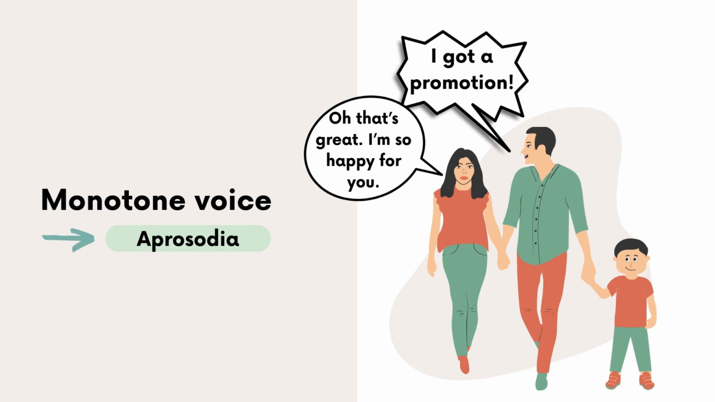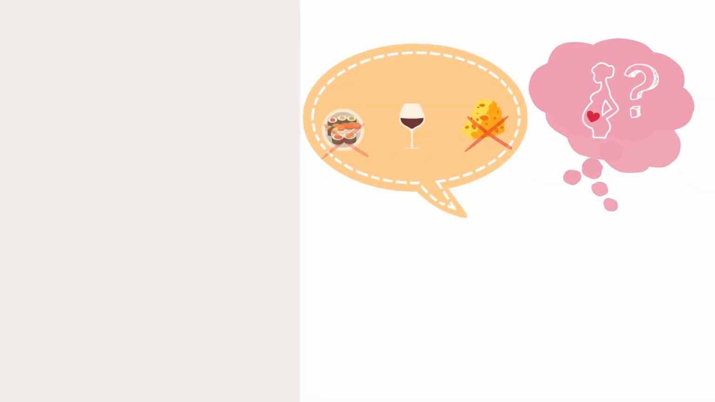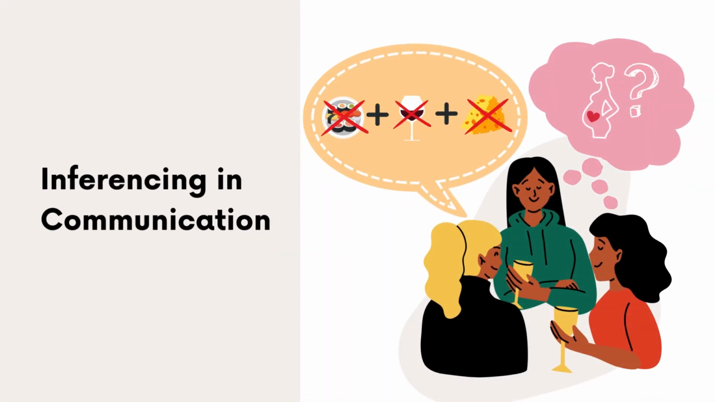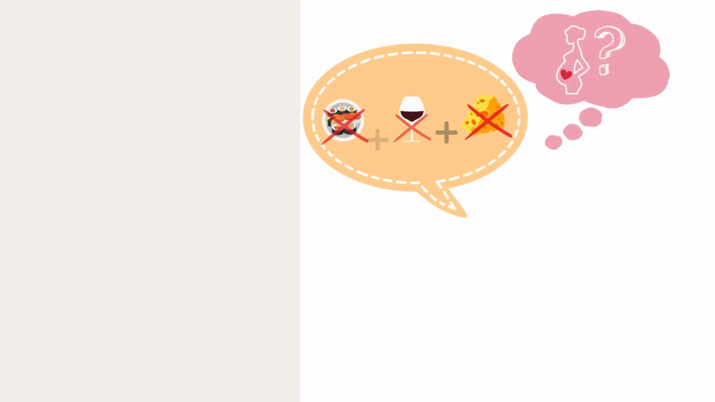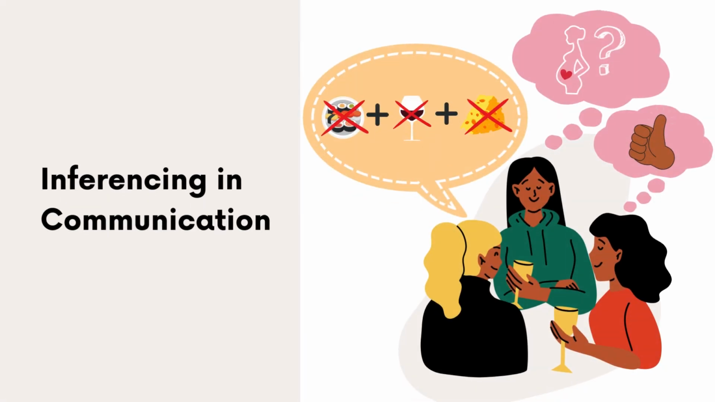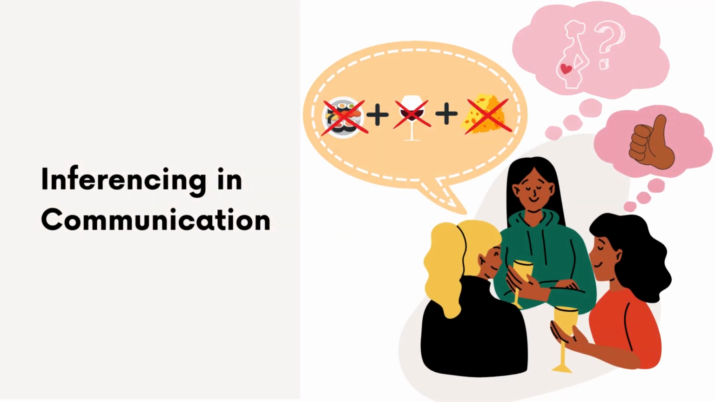This is called aprosodia. In typical communication, we make a lot of inferences to understand a conversation. For example, the woman to the left says that she doesn't want sushi, wine, or cheese. These are all things that are known to be potentially harmful for pregnant women. Therefore, her two friends would likely question if she was pregnant. However, someone with right hemisphere brain damage may not make the inference that their friend might be pregnant.